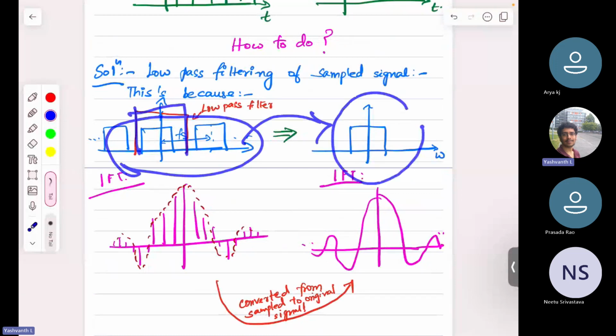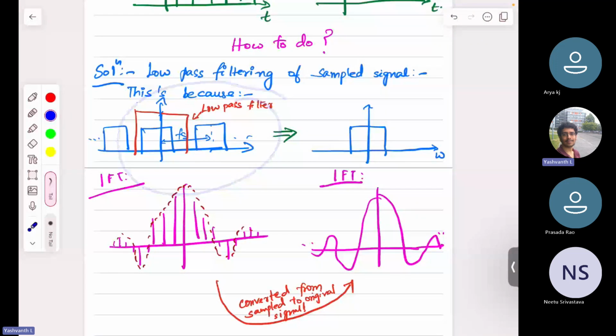But mathematically, what does it mean to pass it through a low pass filter? Remember, what is the inverse Fourier transform of a low pass filter? A sinc function, because a rectangle in the frequency domain will give rise to a sinc in the time domain. Correct. And moreover, low pass filtering means you're multiplying the spectrum of your sampled signal and the spectrum of your low pass filter. You're multiplying in the frequency domain, so in the equivalent time domain, they will have convolution.